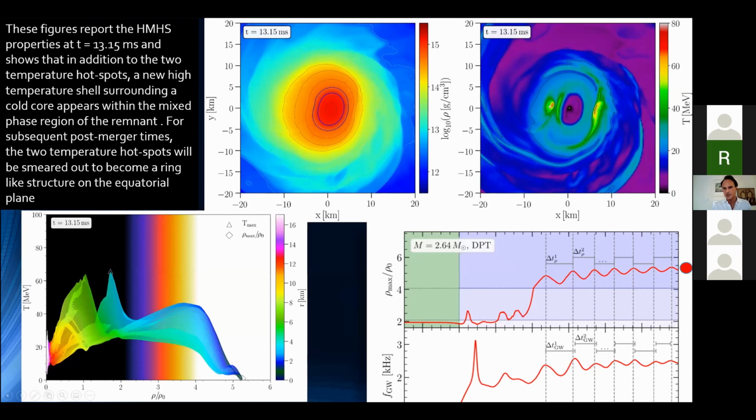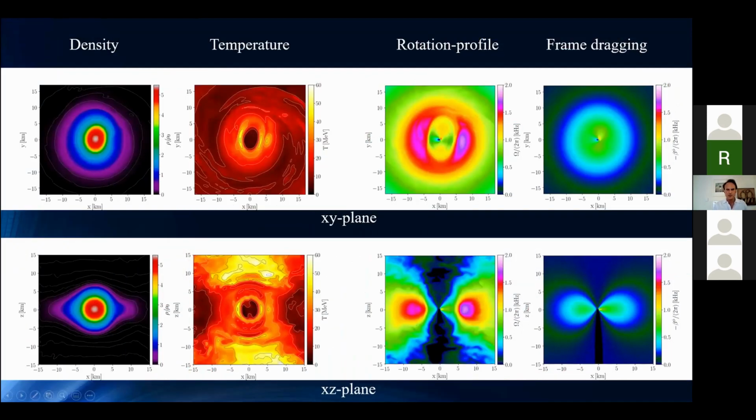These outer regions here are due to the rotation profile. But this inner region here is due to the Hadron-Quark phase transition, and it lies exactly here in the mixed phase region. I want to show this for a little bit later time. Here we have the density, here we have the temperature, here we have the omega, and here we have the frame dragging.